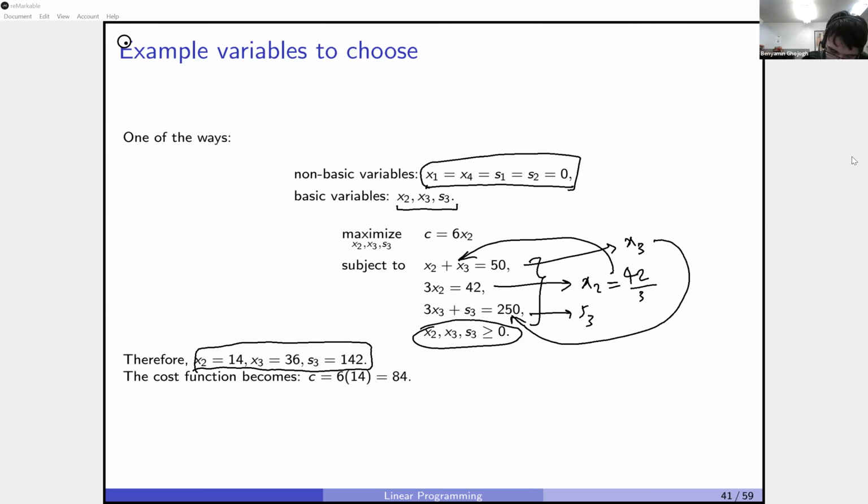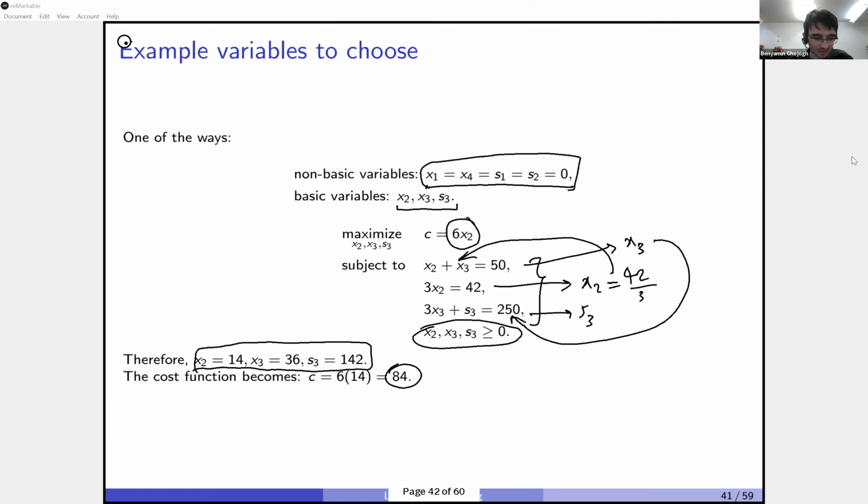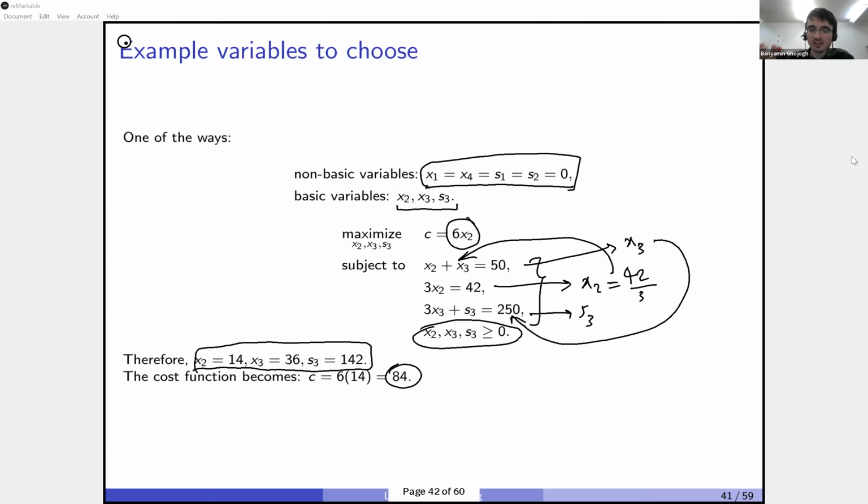And the cost, you put x2 star in the cost, and you will get 84. Now compare this 84 to the previous one, which was 0. Of course, we are maximizing, right? Of course, 84 is better than 0. Therefore, this solution in this slide is better than the previous solution, right? So we can calculate all the 35 cases and see which one is better in terms of maximization.